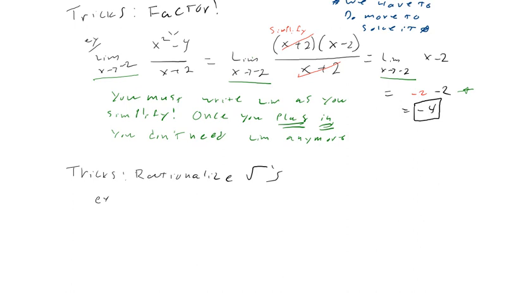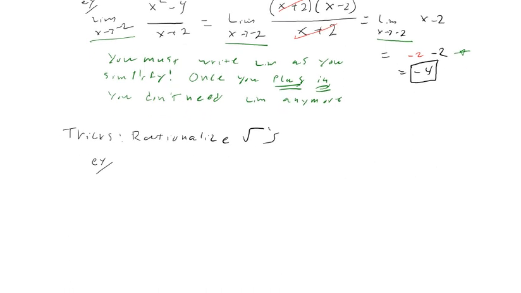So sometimes we have limits where we have a square root. For example, let's say we have the limit as x approaches 0 of, let's see, what's a good one? Let's do the square root of x plus 1 minus 1 over x. Yeah, that's a good one. Square root of x plus 1 minus 1 over x.